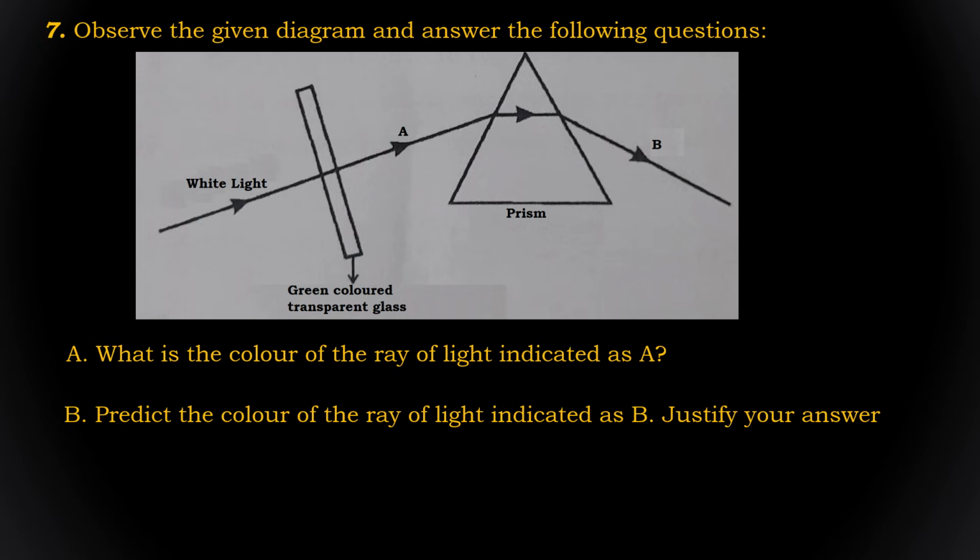For question A, what is the color of the ray of light indicated as A? In the place of A, the color of light will be green. You have to write the answer as green.